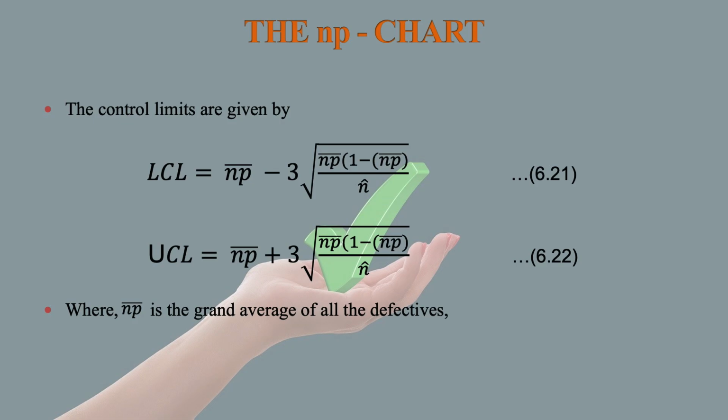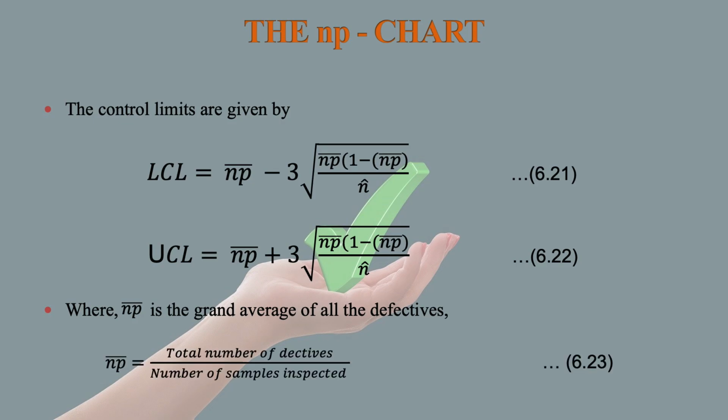where NP bar is the grand average of all defectives. So NP bar is equal to total number of defectives divided by the number of samples inspected. So once you calculate NP bar, there is no problem for us to calculate the lower control limit and the upper control limit. Any value which falls within this range is acceptable. And one thing is very important: while calculating LCL, if it comes out to be negative, you have to consider it as 0 for that particular case.